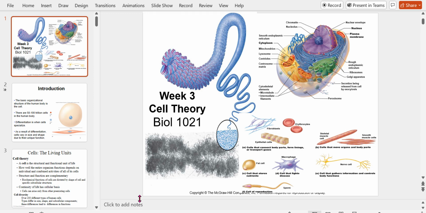Please make sure that you have looked at weeks 1 and 2 before going on. You will see a little bit of repetition from weeks 1 and 2 because that's just the way biology works. We learn something one week and then we apply it to the next. So please make sure you've had a look at weeks 1 and 2. Let's get on with week 3, shall we?